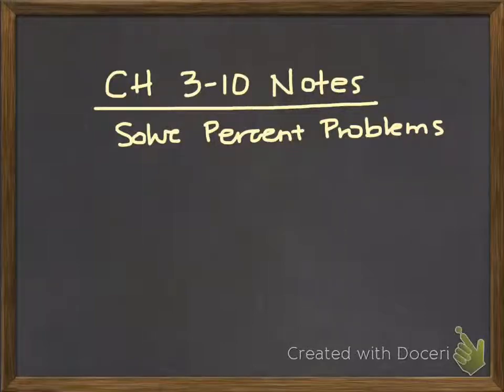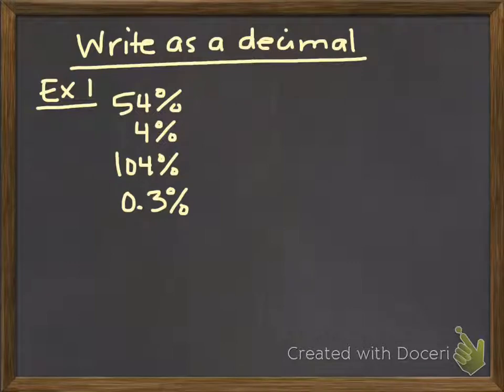In Chapter 3-10 notes, solve percent problems. Okay, write these as a decimal. So example 1, 54%. To change 54% to a decimal, you divide 54 by 100. And if you divide 54 by 100, you get 0.54.